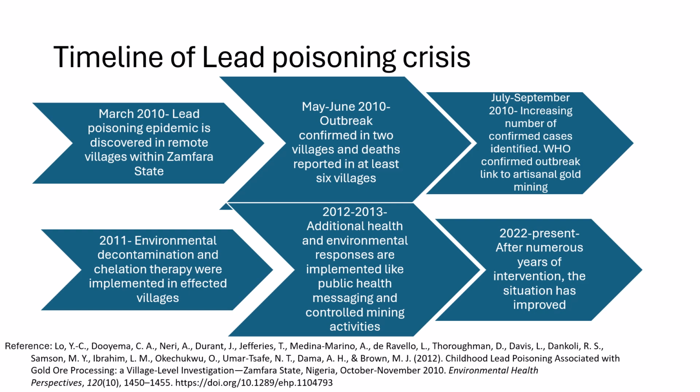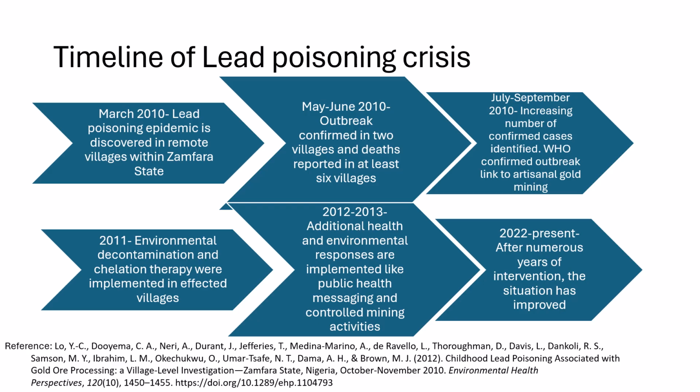So, the timeline of the lead poisoning crisis. It began with an excess number of children under 5 dying. That is how researchers discovered the high levels of lead in remote villages within Zamfara state, and that was around March of 2010. Then we move on to May or June of that year, and we see that there is an outbreak confirmed in 2 villages, and that deaths are now being reported in at least 6 villages.